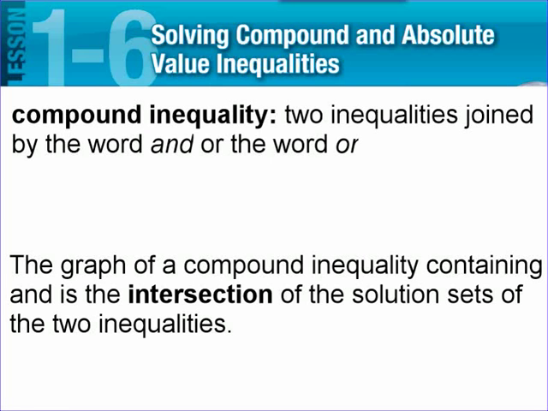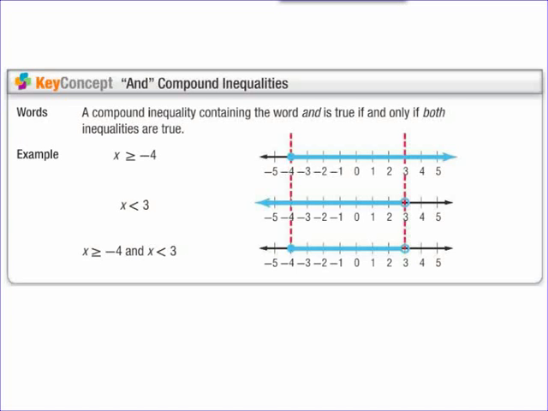So we're going to look at one of the diagrams from your book. This is and compound inequalities. If you notice, it says a compound inequality containing the word and is true if and only if both inequalities are true. So basically, when you think of the word and, you have to think both. The and means both. In here, x is greater than or equal to -4. We've graphed that in the top line. In the middle line, we've graphed x is less than 3. Then our final solution will be all numbers that are in both. That's where our solution set comes from.